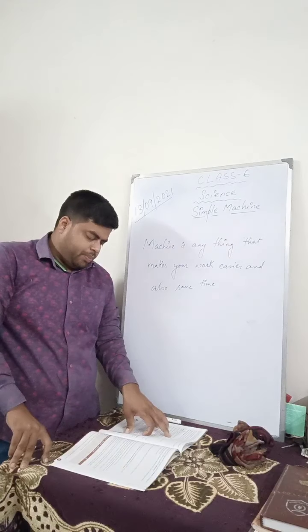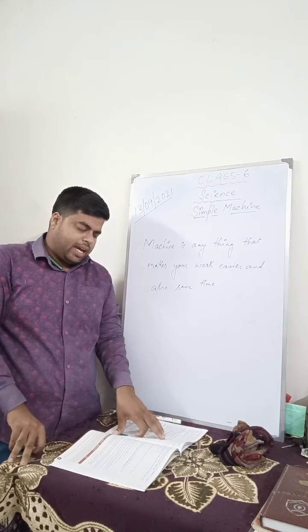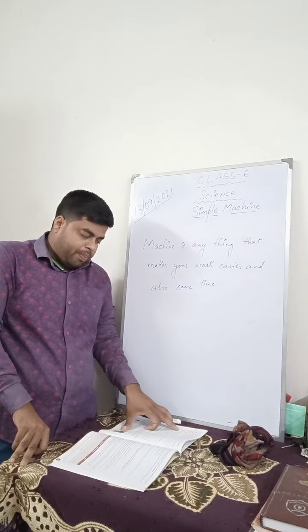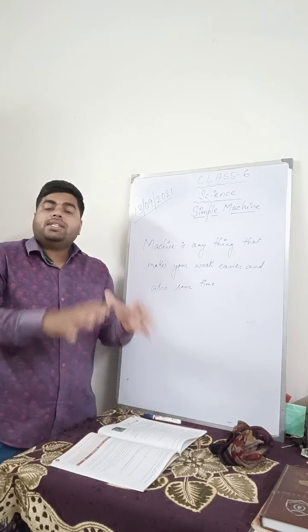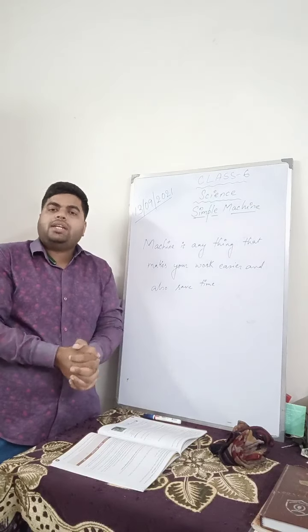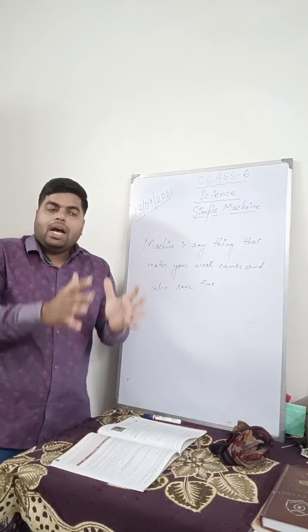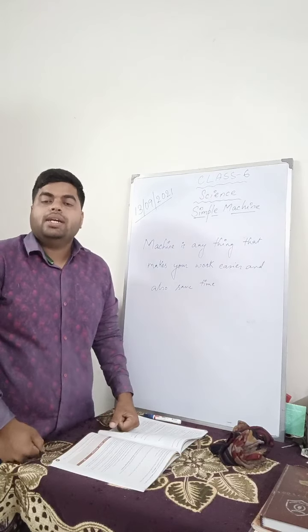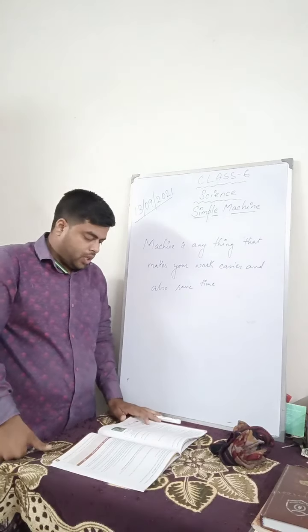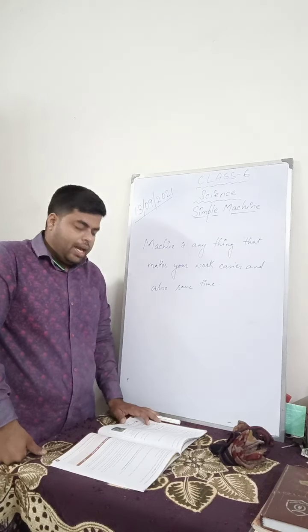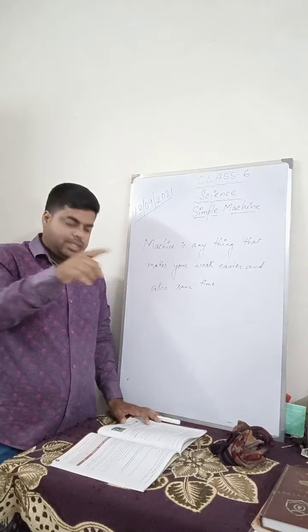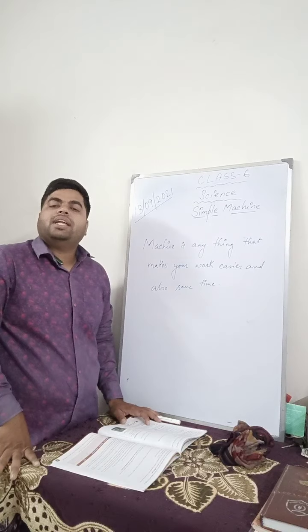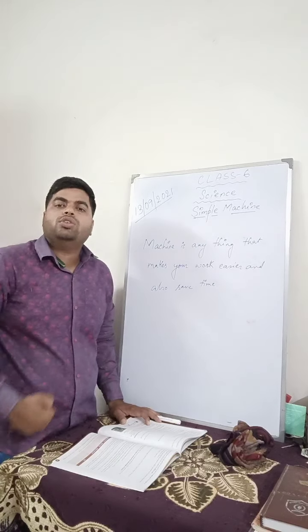Efficiency of a simple machine is its ability to convert the amount of energy supplied to it into work. It helps you measure how much work is done by applying this much energy. So how will you calculate efficiency? Efficiency is equal to the work done by the machine divided by the energy supplied, the amount of energy you have invested in doing that work.